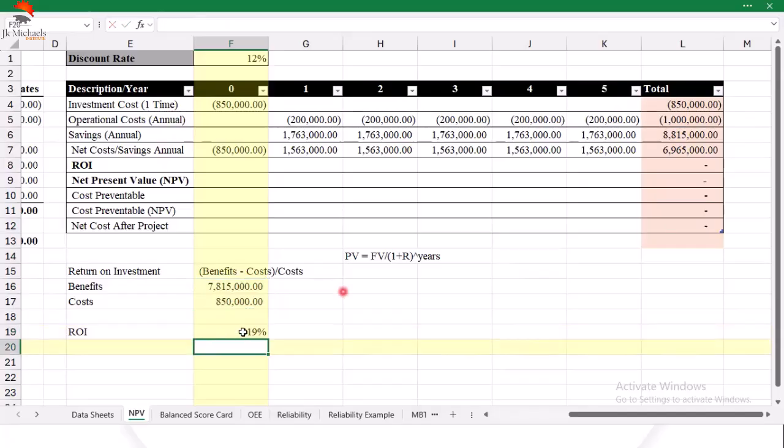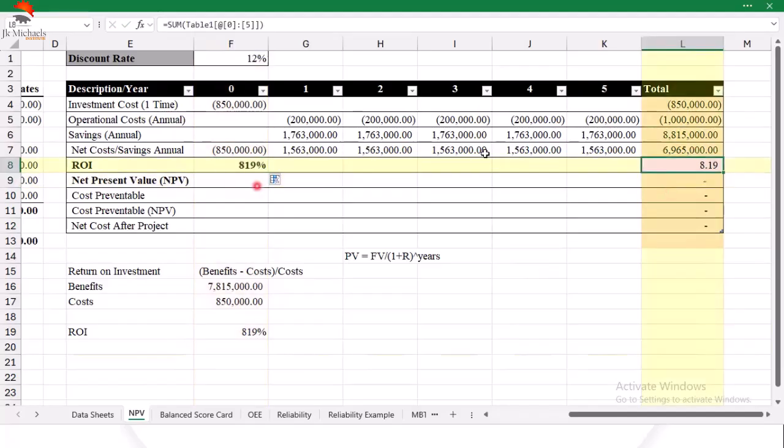And you can see our return on investment is 8.19, or over 819% in return on investment. So we can write what? We can simply transfer this here. Is the return on investment for the whole of the project, right? 8.19 or 819% at the end of the period.